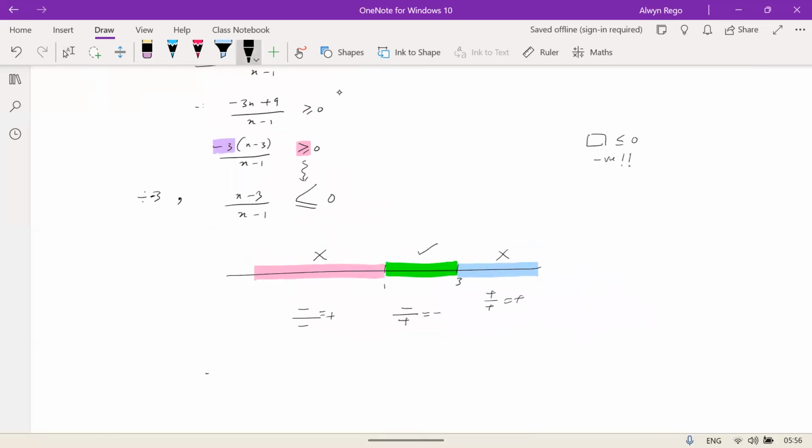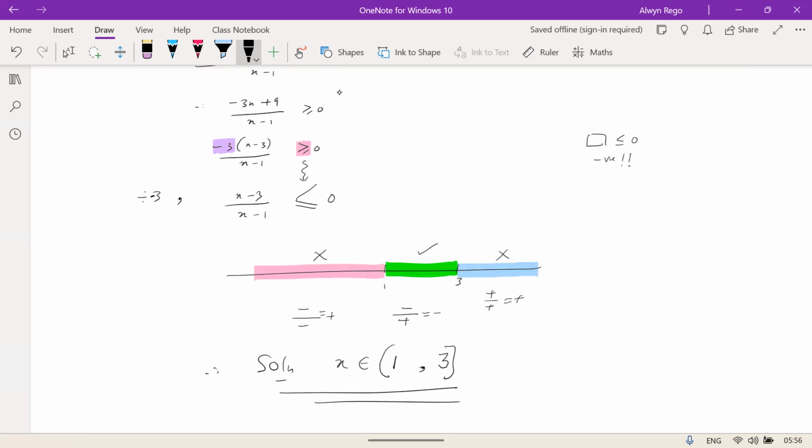Therefore, the solution is x belongs to the closed one. Oh no, not closed at one. One could not have been closed because one is in the denominator. So you go for open one here. Avoid the one, because one is not a solution in any case, since it goes to infinity. So open at one, but you can close the 3 because it's less than or equal to.